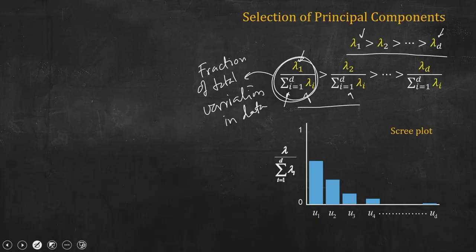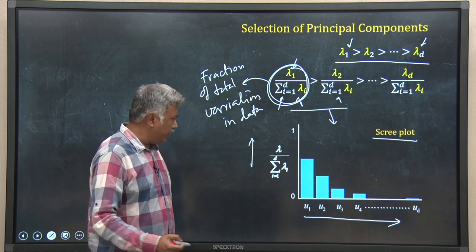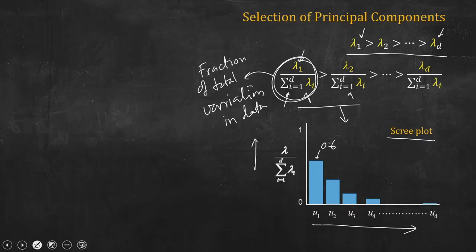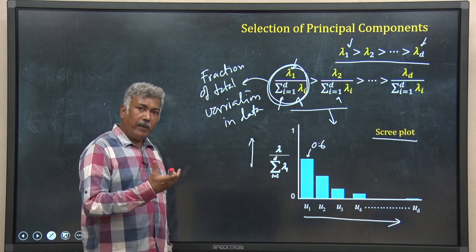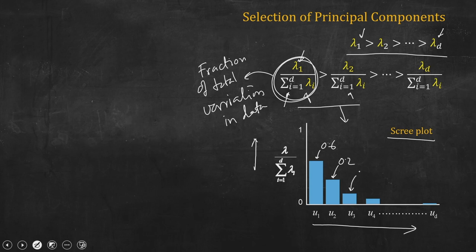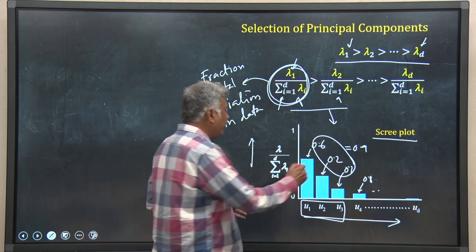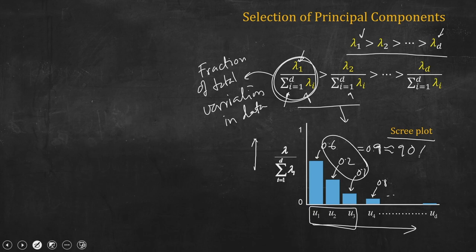So, what I do now is plot this data as a histogram. That is called a scree plot. In that, I have all the principal components on the horizontal axis, and on the vertical axis I have the relative value of the eigenvalue for each of these eigenvectors. For example, in this graph, suppose this value is 0.6. That means 60% of the variation in the data is captured by this eigenvector when I project the data on it. Suppose the next is 0.2 and this is 0.1. If I sum these three, I get 0.9. So, if I take only these three principal components, or these three eigenvectors, and project the data on these three vectors, I will be able to capture 0.9, that means 90% of the variation in my data.